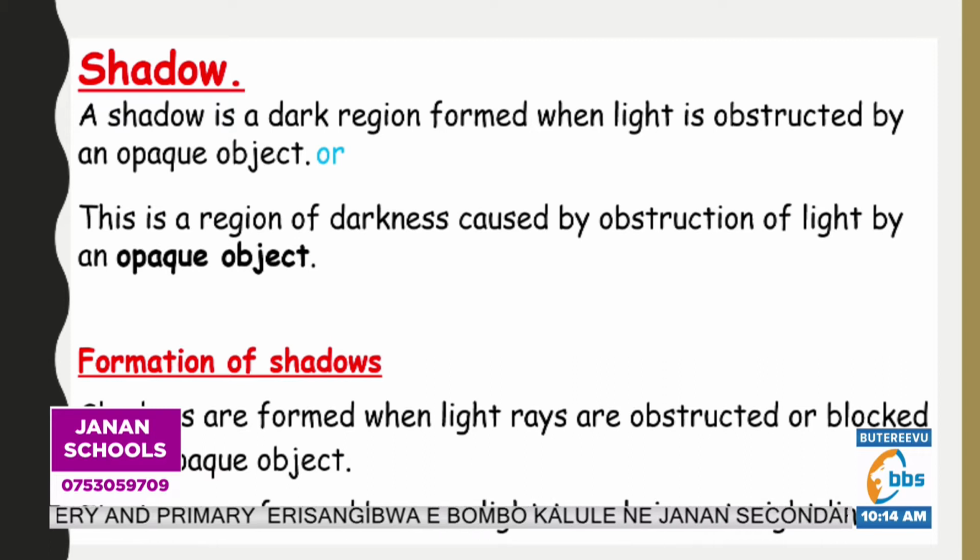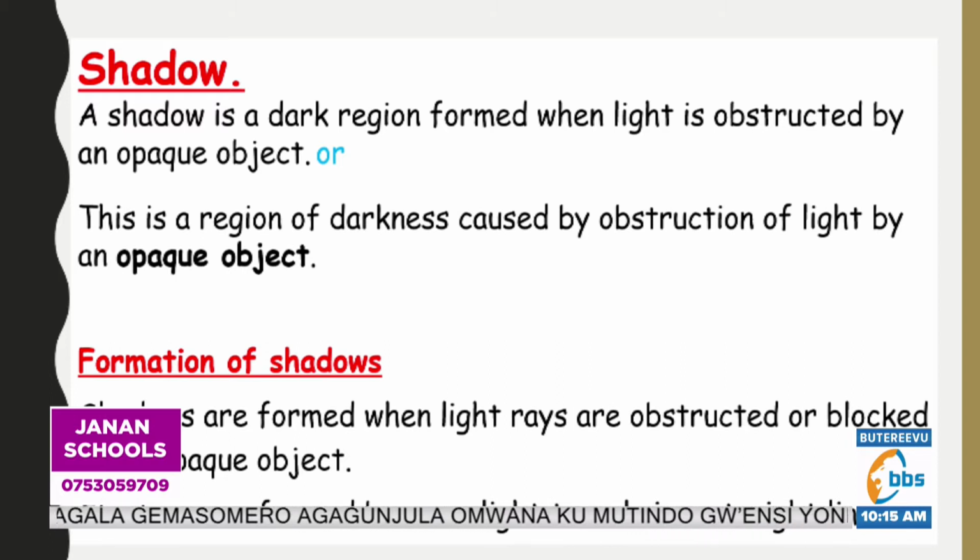And shadows are formed because light travels in a straight line. That's the principle that enables the formation of a shadow, because light travels in a straight line. That's why shadows are formed.